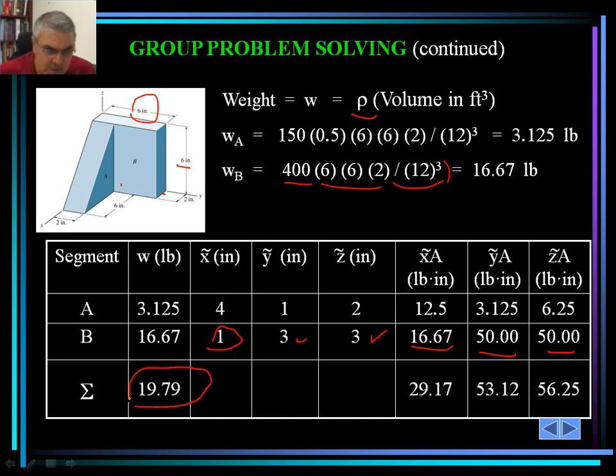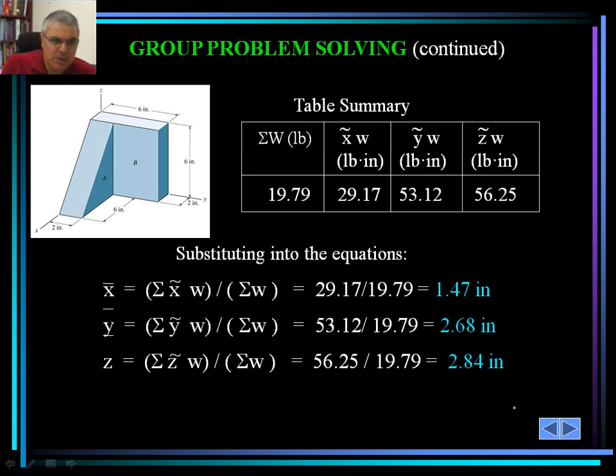We take the summation of weight. Then we take the summation of XA, YA, and ZA. And we are going to use the same formula we used previously, except instead of A, we would divide by the summation of W, which is 19.97 in this case, and that way we can calculate the location of the centroid of the composite object, X bar, Y bar, and Z bar. And these should be all bars, so this is Z bar, and that is actually a Y bar.